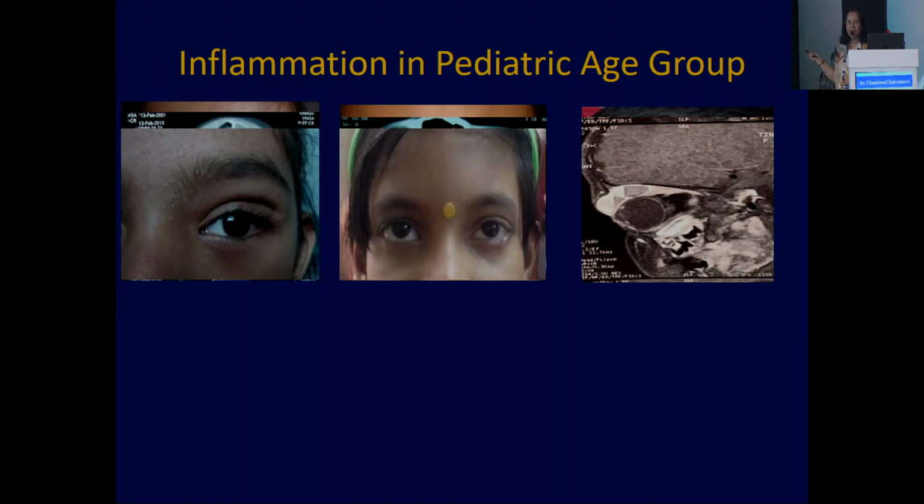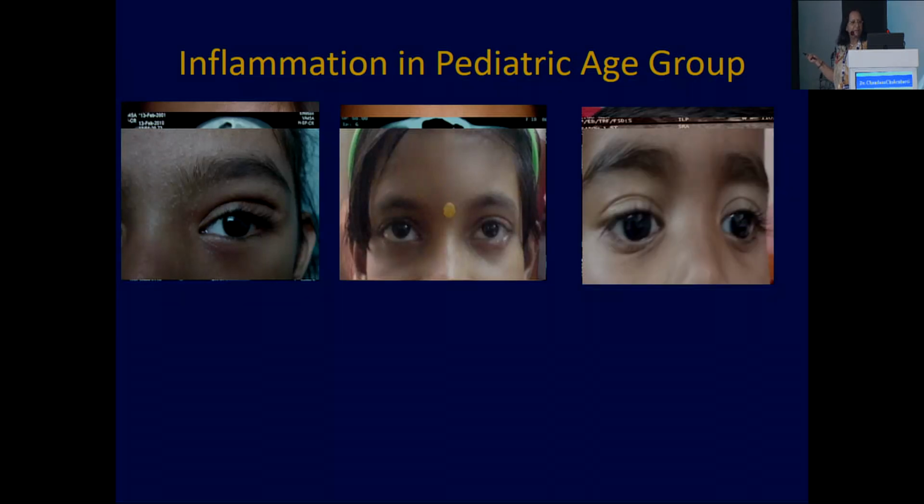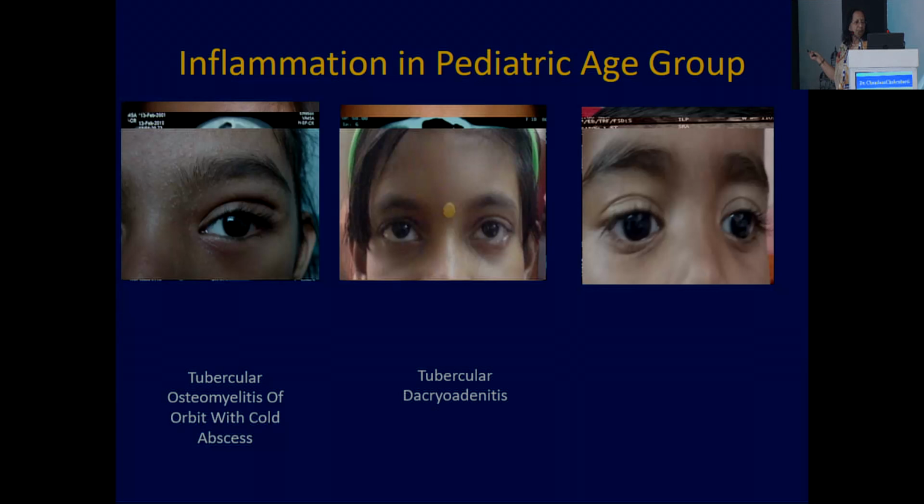So all types of lesions can come to you with orbital inflammation, so you must keep in mind to differentiate the diagnosis. After the treatment with HET, this one turned out to be a case of tuberculous osteomyelitis. The middle one came as a case of tuberculous dacryoadenitis, and in the last one we did aspiration and a Kenacort injection, and the patient is fine now.